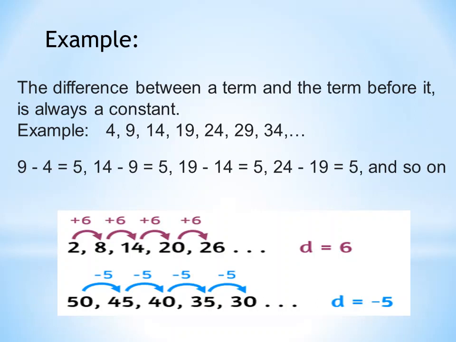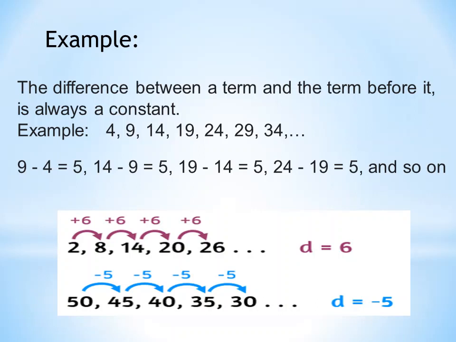The first number is 4 and the second term is 9. Now 9 minus 4 is equal to 5. This is the difference between the first two terms. Now find the difference between the next two terms. 14 minus 9 is 5. Again it's 5. Now find the difference between the next terms. 19 minus 14 is equal to 5. Again it's 5. So it means the pattern of this sequence is 5, and so on.